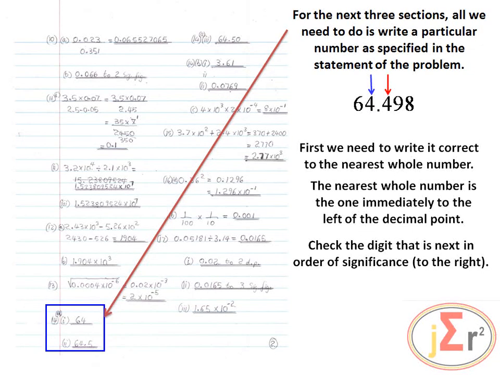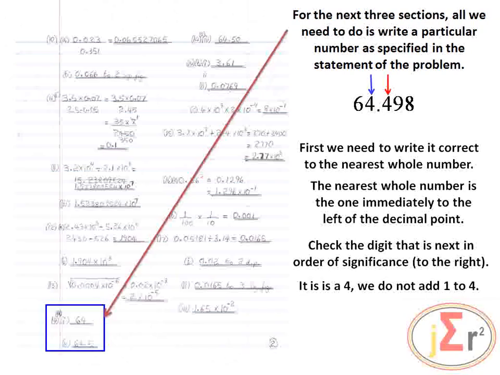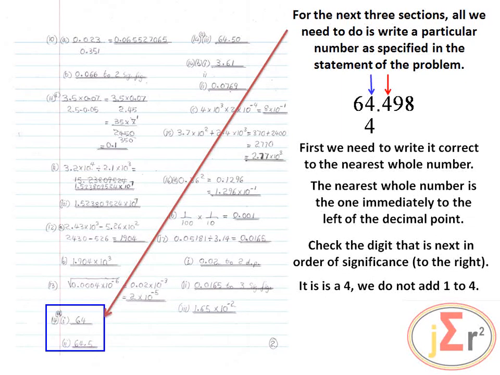Going down, of course, it is a 4. We do not add 1 to 4, because this one is not greater than or equal to 5, so we do not add 1 to the digit in question. So, the 4 goes back as it is. The digit to the right is not affected, which is 6.